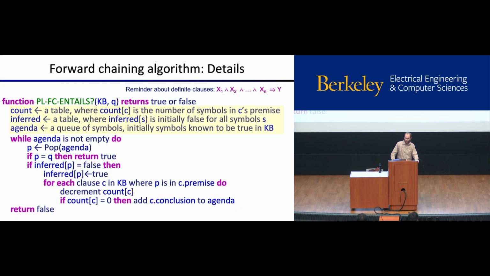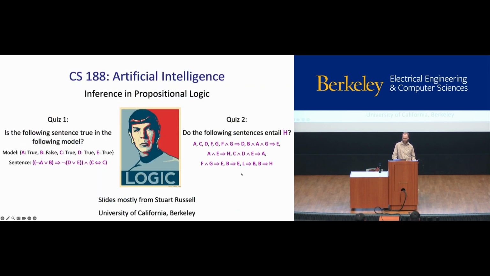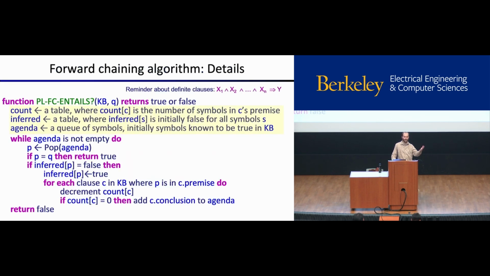We keep track of whether we have inferred the symbol already in the course of running this algorithm. And that means we've deduced that it's true. And we keep track of a queue of symbols. And what's going to be in this agenda is symbols we've deduced are true, but we haven't yet tried to run forward to see what other conclusions we can draw using our implications. So what we initially put in the agenda are the symbols we know to be true. So in this example, we'd put A, C, D, F, and G into our agenda because we're going to need to run through the consequences of those symbols.